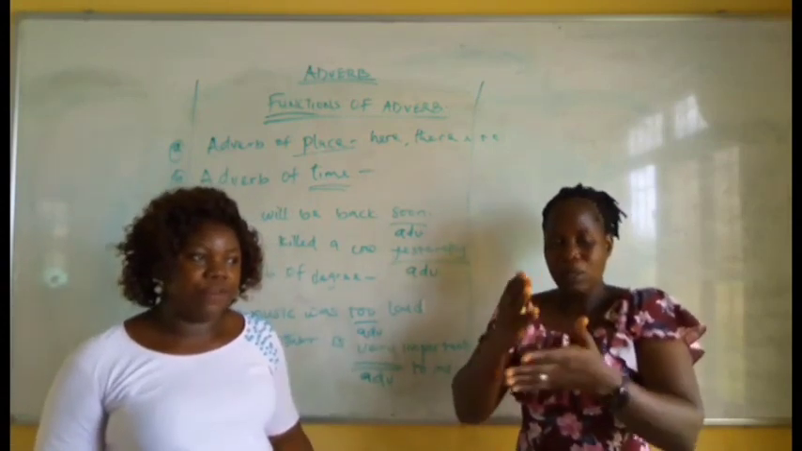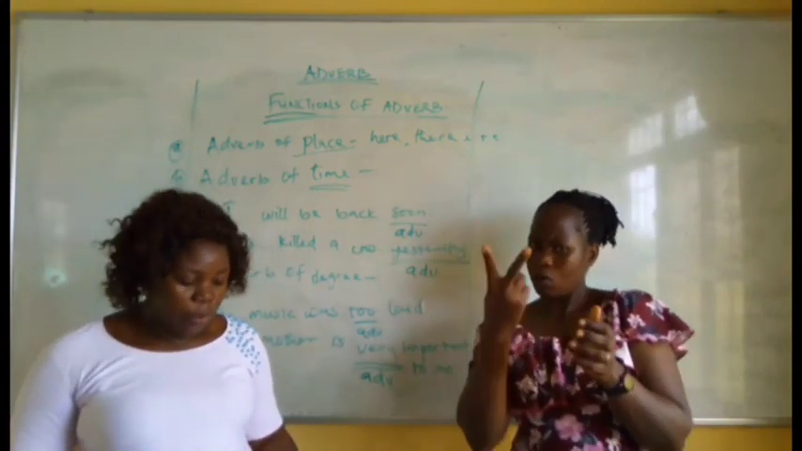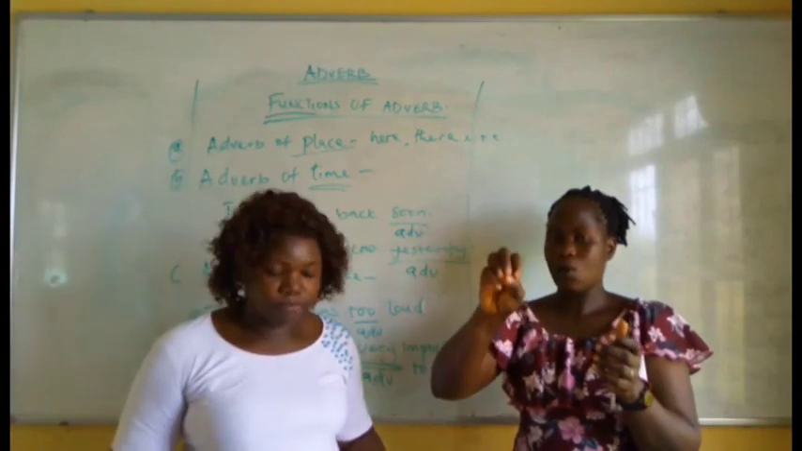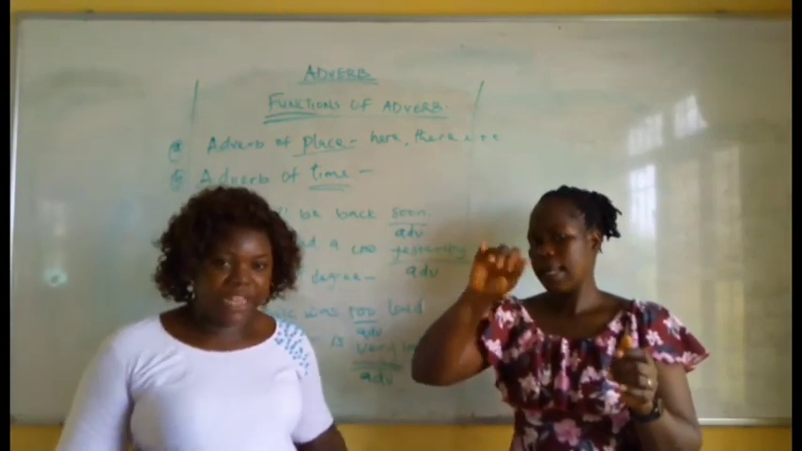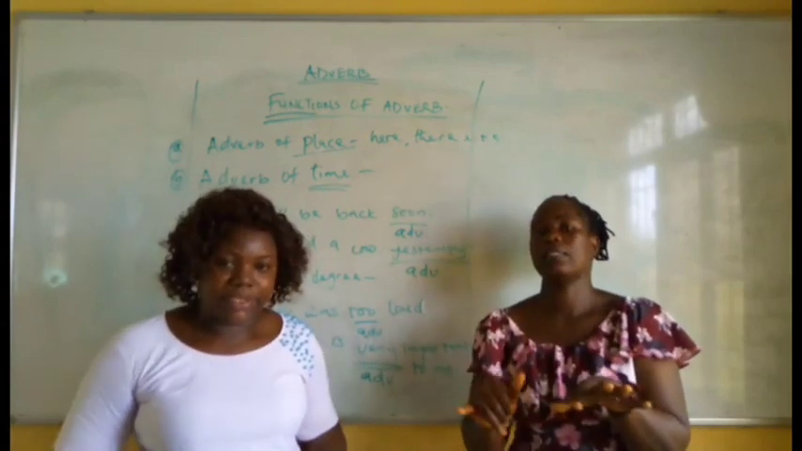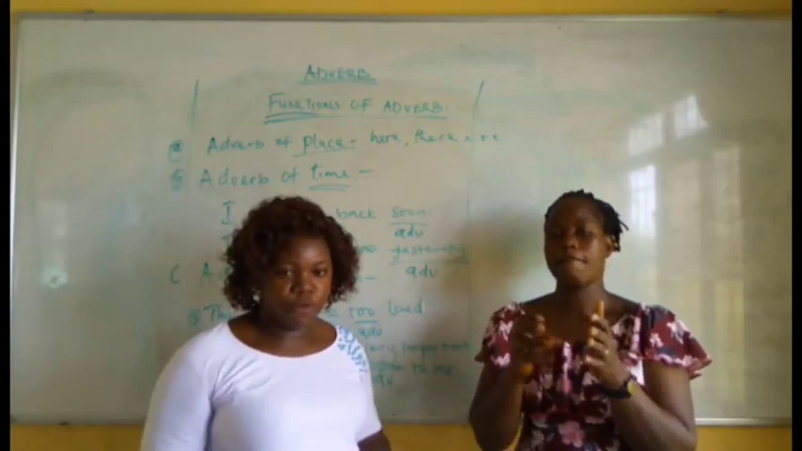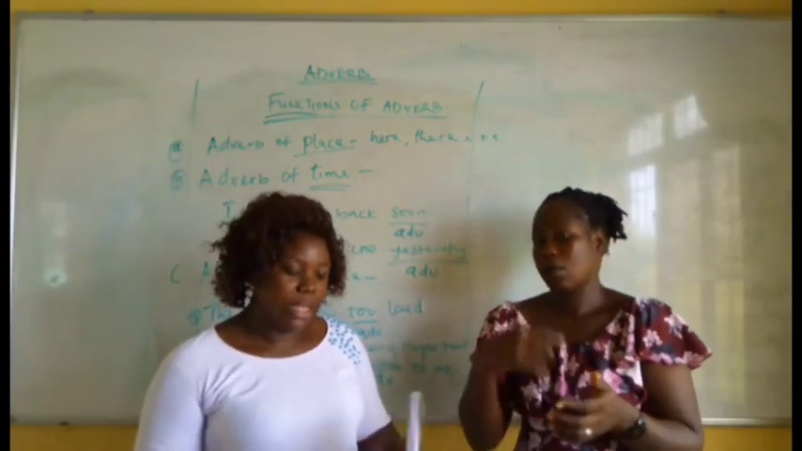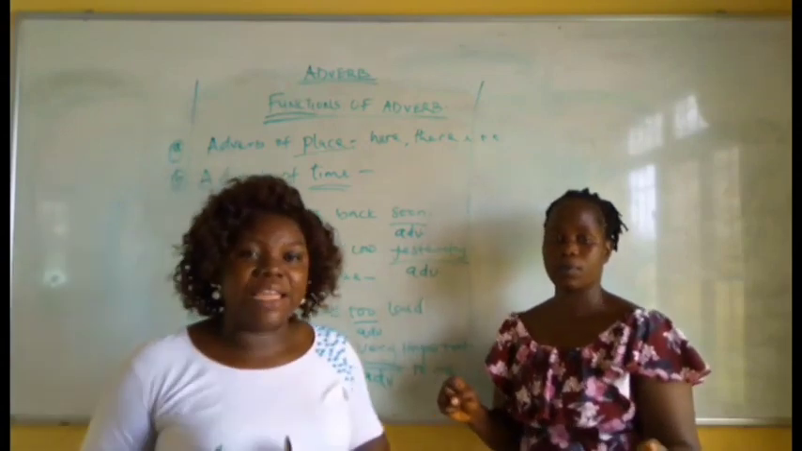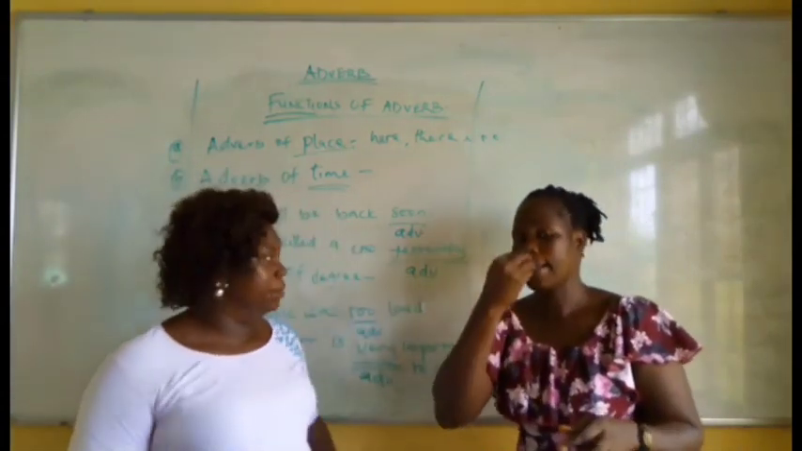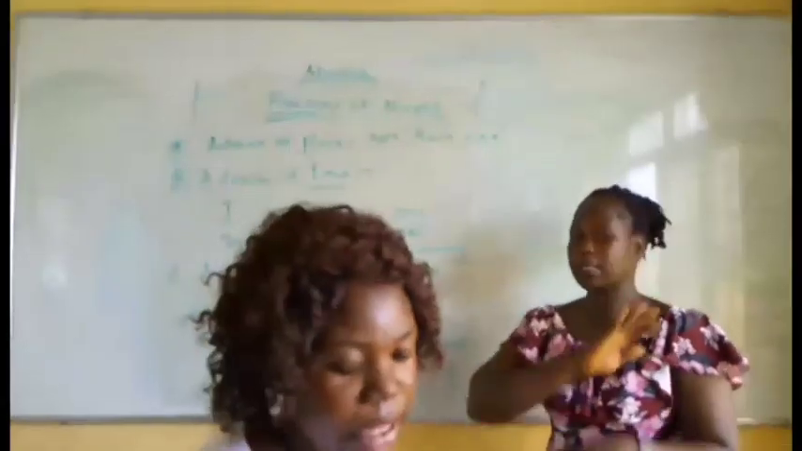For example, we have often, seldom, never, occasionally. Also, we have daily, twice, hourly, every week, and so on and so forth. Always is part of the example. Now, let me give you this example. I never eat after 7 p.m.